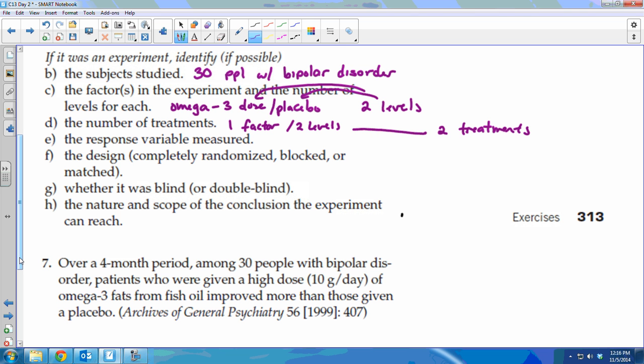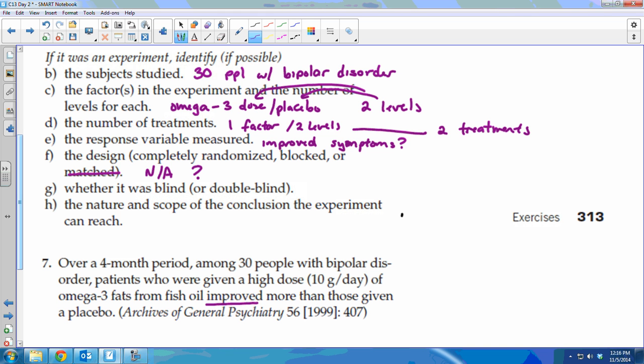It doesn't really tell you, but what would the response variable be? Yeah, it says improved. So it says bipolar, so maybe they were improving in symptoms of something. That one's kind of sketchy. They don't really tell you what they're looking at to improve, right? Does it tell you if the design is completely randomized, blocked, or we haven't even talked about matched yet? So is it completely randomized or blocked? Does it tell you? They didn't tell you how they put them into groups or anything, so I don't know.